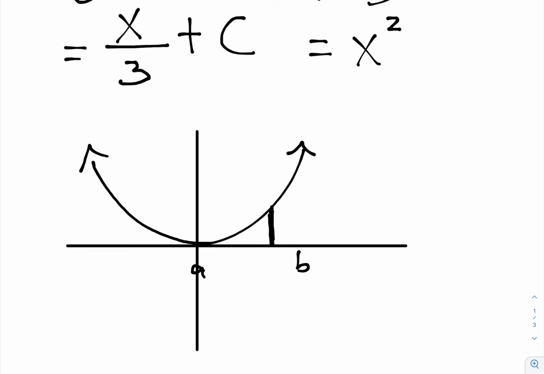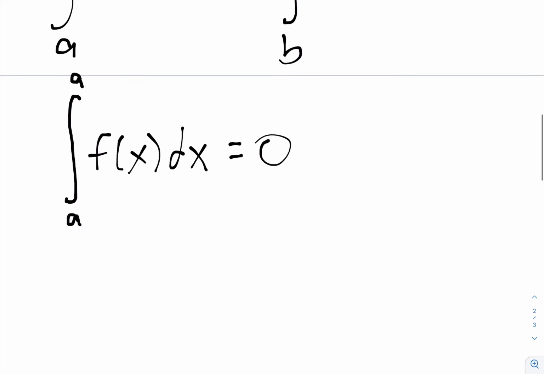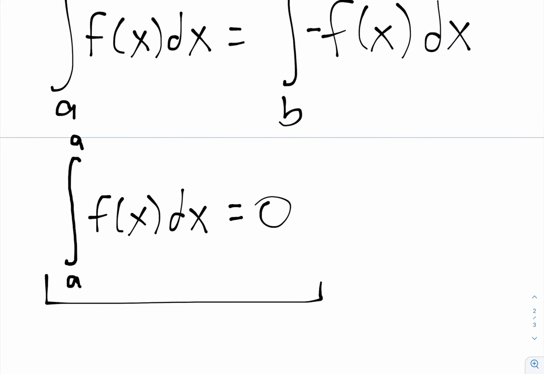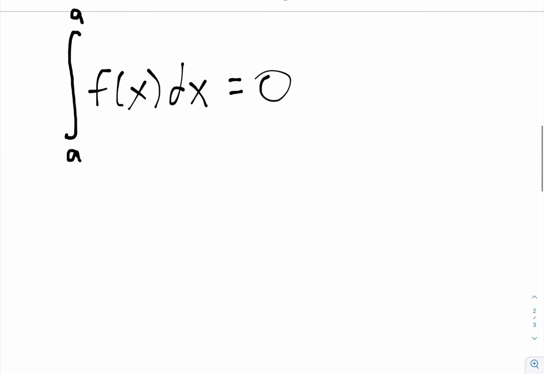Our change of x is 0. So no matter what the function height is, it's going to be the function height times the change in x. So function height times 0, which is going to be 0. So if our bounds aren't changing, the integral, the area underneath, is just going to be a straight line. And the area of a straight line is just 0.